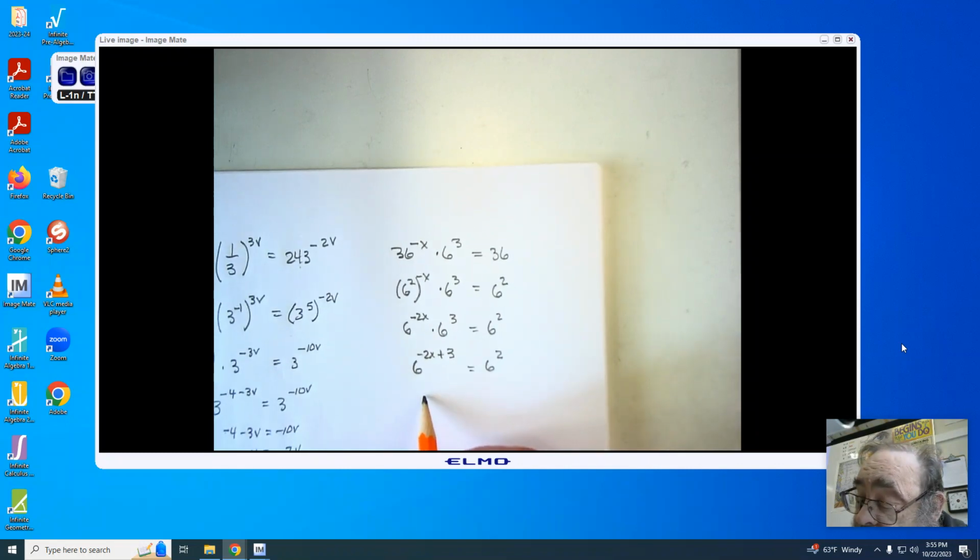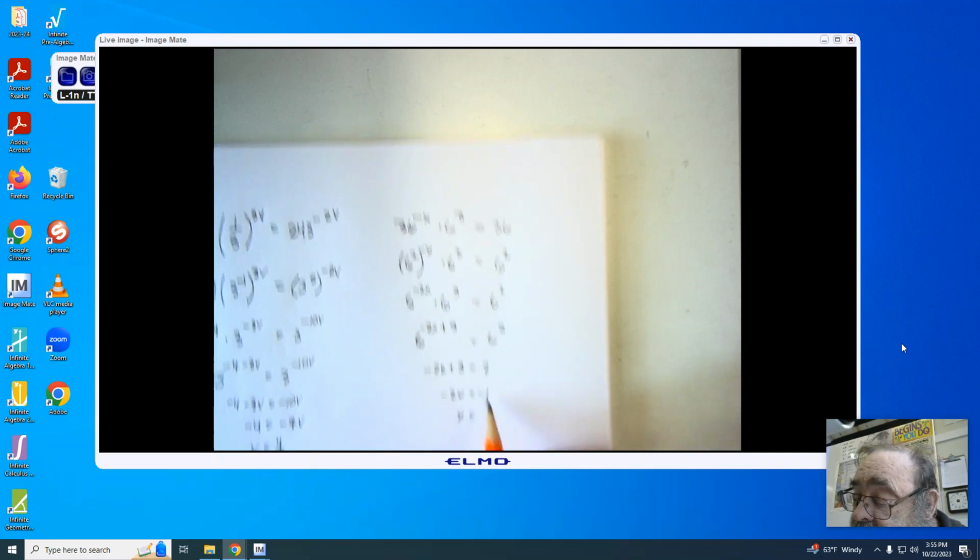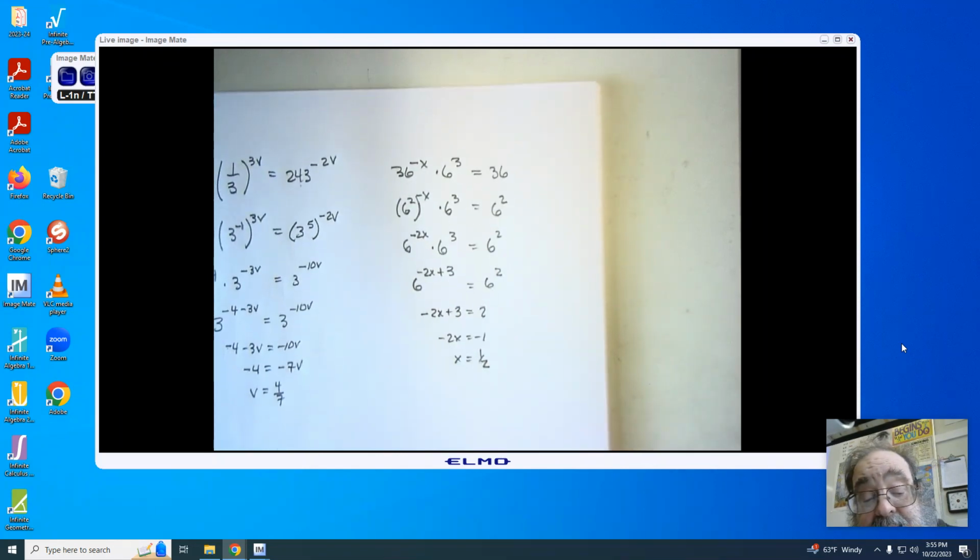We're now going to drop the base and have minus 2x plus 3 is equal to 2. So negative 2x is equal to negative 1, and x is equal to a positive 1/2. Now, they don't get much harder than this. This is what it is.